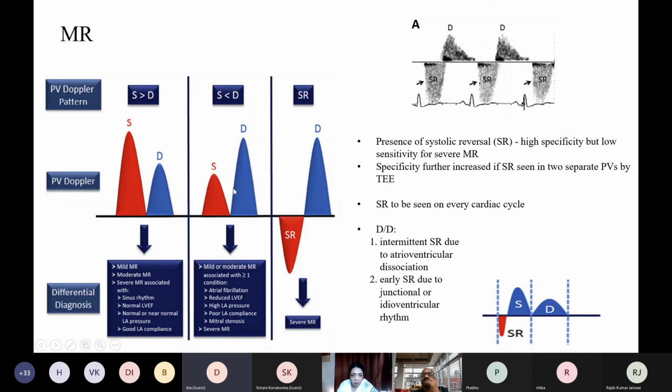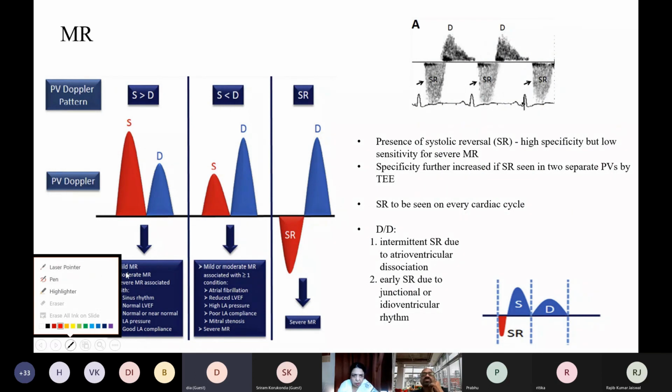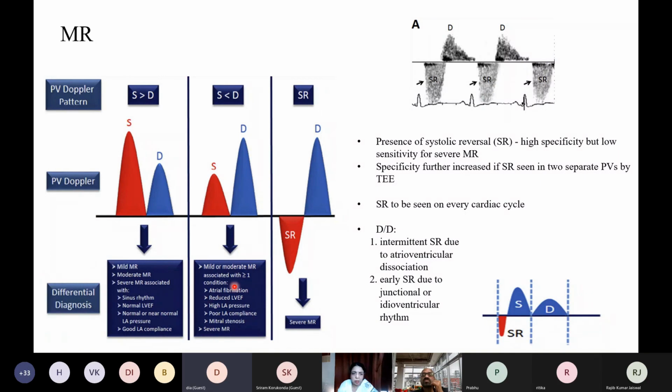But there are certain situations when the patient is having mild to moderate MR, but there is an associated factor like atrial fibrillation, reduced ejection fraction, high LA pressure because LA is not compliant, poor LA compliance, or it is associated with mitral stenosis, which we come across in rheumatic scenario. Whenever it is associated with more than one of these, you will see S less than D. What is important is that complete systolic reversal is highly specific of severe MR, though the sensitivity is low.